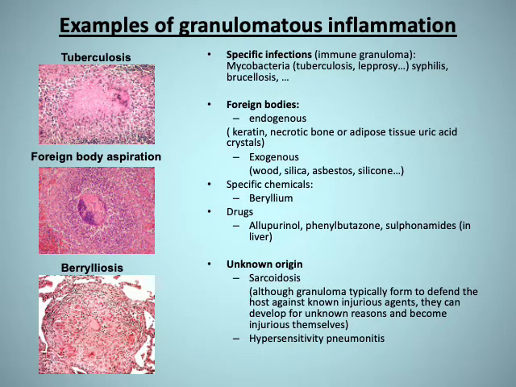Examples of granulomatous inflammation: TB, foreign body aspiration, and brucellosis.